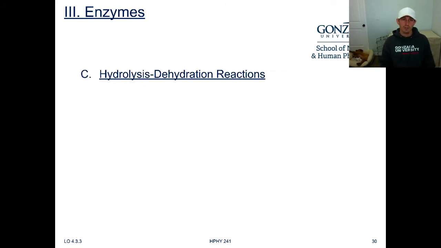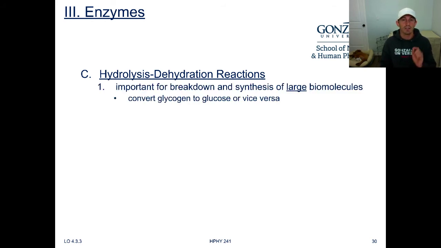That's redox reactions. Let's very quickly talk about the other 3, starting with hydrolysis-dehydration reactions. You might have guessed this has to do with water. When we're discussing these types of reactions, we're typically talking about really large biomolecules. When we convert glycogen, which is a really large storage form of carbohydrates, and break it down into smaller carbohydrates, glucose, that's an example of a hydrolysis-dehydration reaction. Or if you take smaller molecules like glucose and make a really large biomolecule out of them, that's hydrolysis-dehydration.